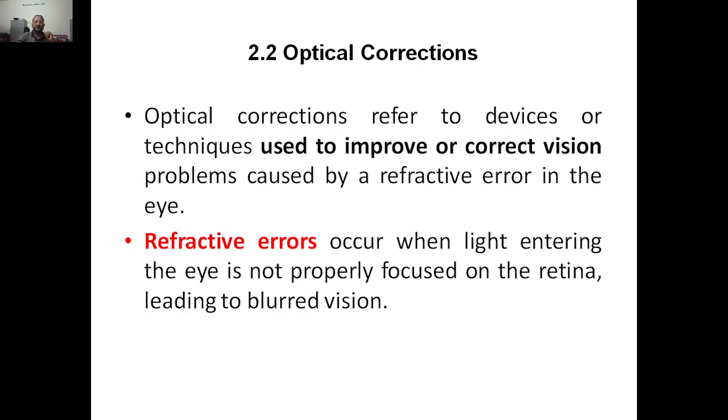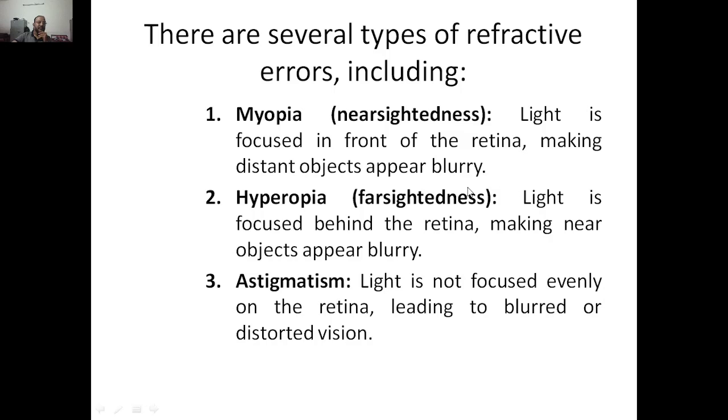Okay? So there are several types of refractive errors. Okay, so let's see what the different types of refractive errors are. First one is myopia, second one is hyperopia, third one is astigmatism.